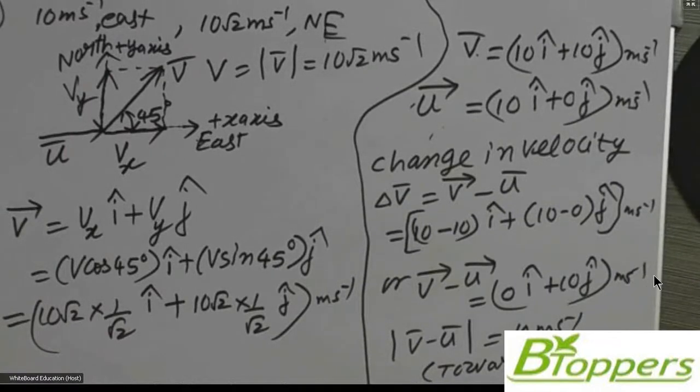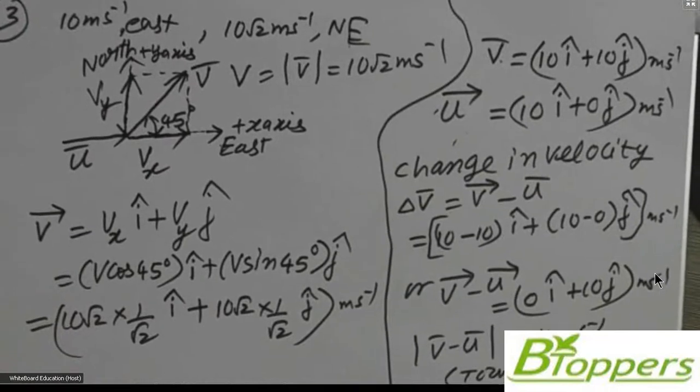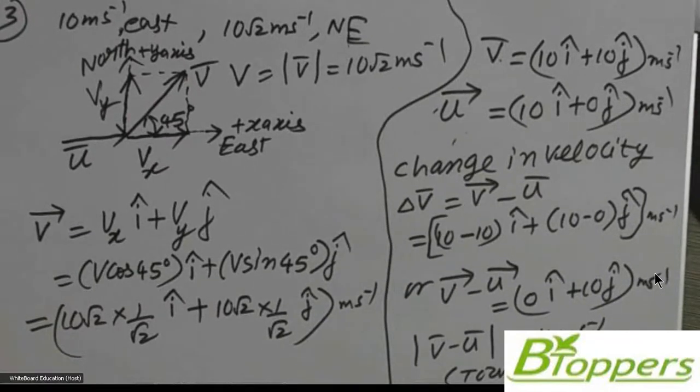So those who want to copy the solution of this problem can pause and copy the solution. So finally, the answer for question number 3 is 10 meter per second towards north.